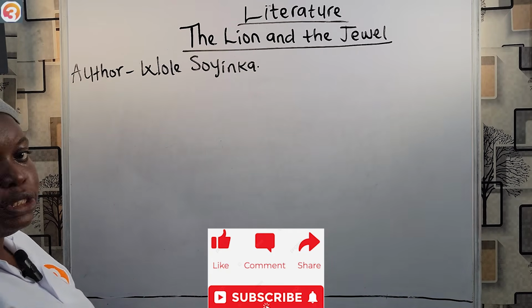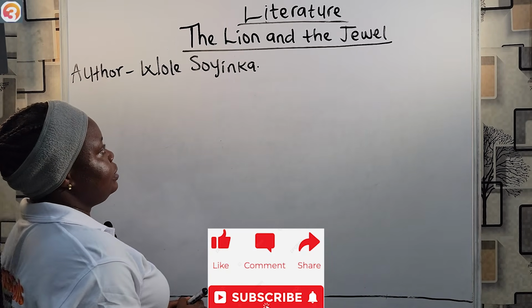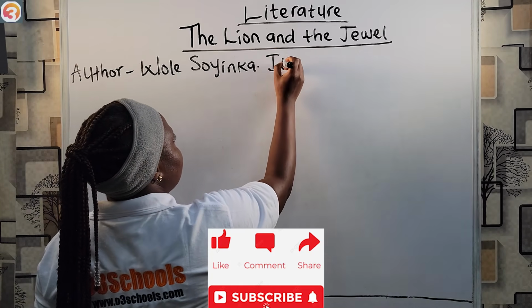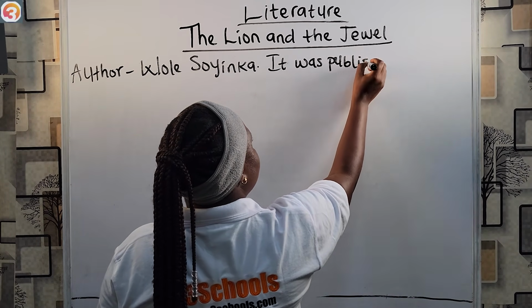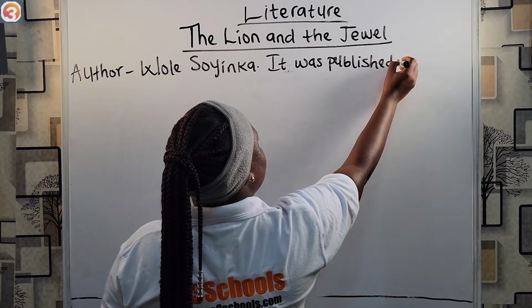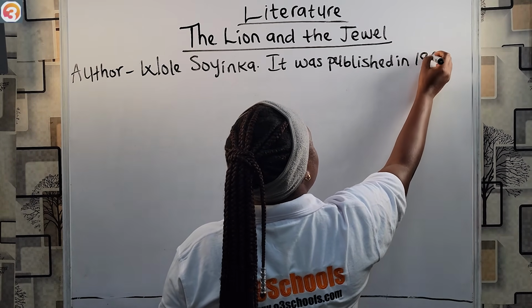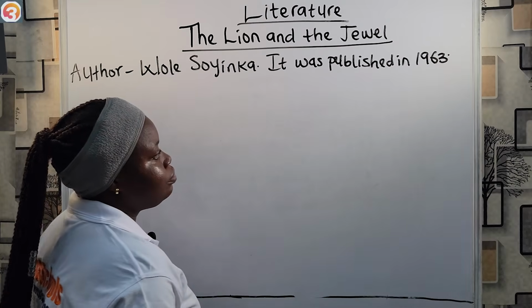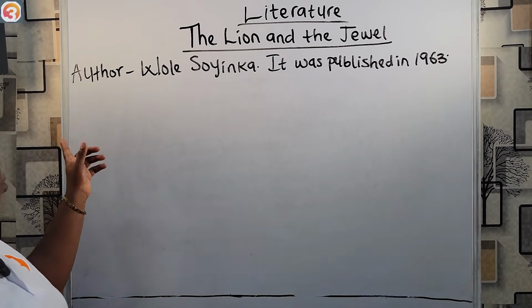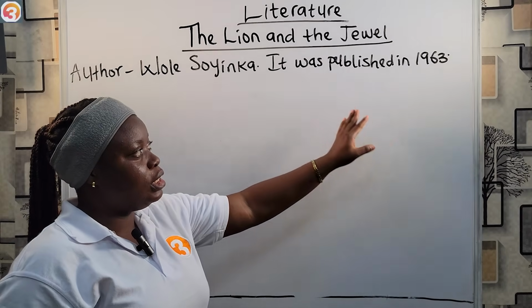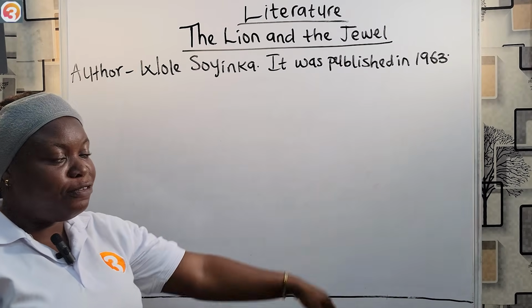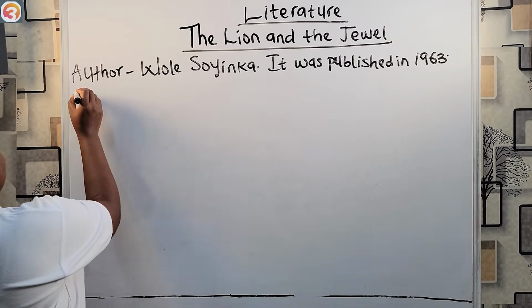Although the play was written before 1963, it was published in 1963. Wole Soyinka wrote the play The Lion and the Jewel, and the book was published in 1963, although it was written before then. So that takes us to the setting.